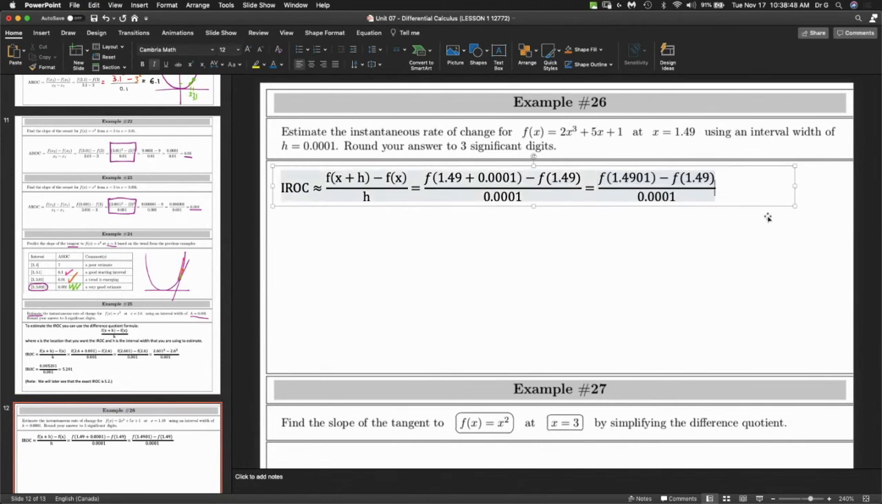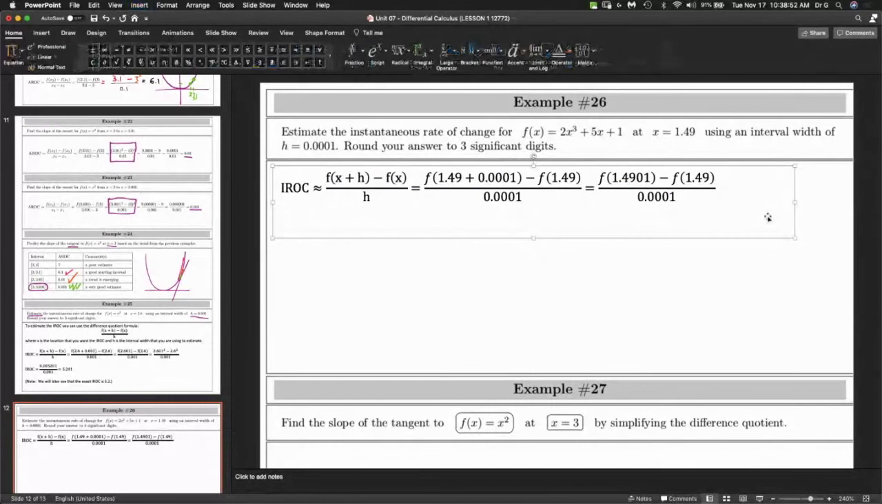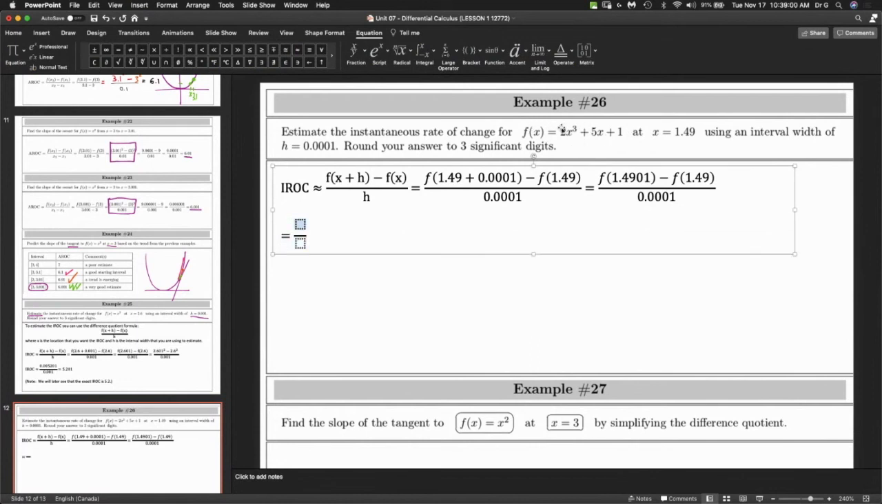Notice this time, though, we don't have a parabola. You see the function here is a cubic. So you've got to plug it into the appropriate places in the cubic. So when you see this cubic function here, it's going to be a bit of a mess.